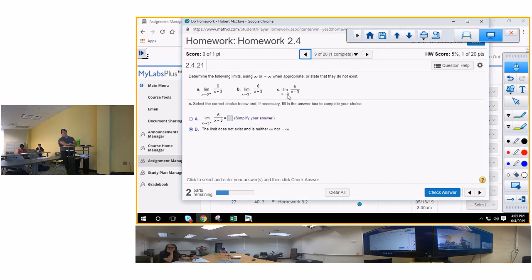See, what they're asking you is if you come from the left and it equals a number, and you come from the right and it equals that same number, then the limit exists. That's what they're asking. If they match, that's not a good question because you don't get a good number. The good question on this one would be.